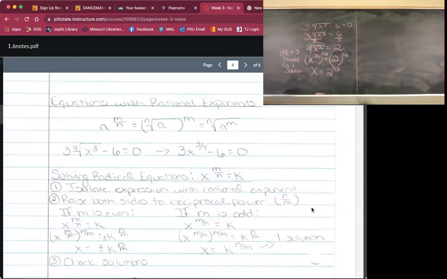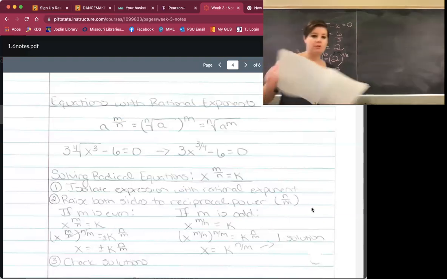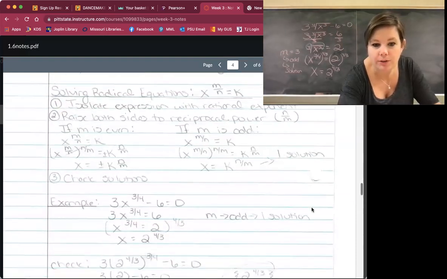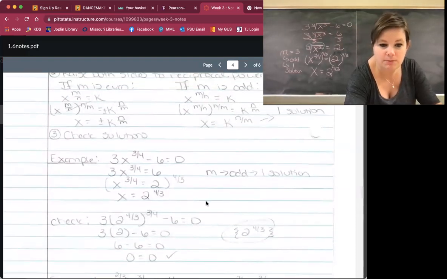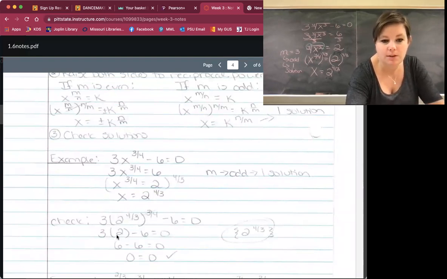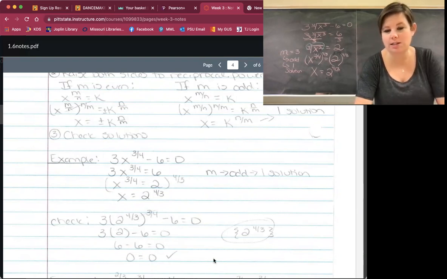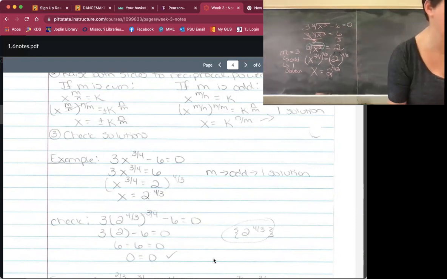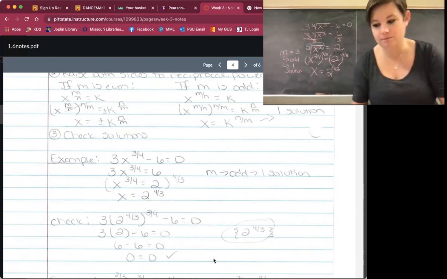And if I, excuse me, on my notes, if I scroll down, I do check my solution because step 3 was check your solution. So I plugged it in and I got 3 times 2 minus 6 equals 0, 6 minus 6 equals 0, 0 equals 0, and that's it. So I know that my solution is a true solution and it holds. I'm just not doing that on the board.